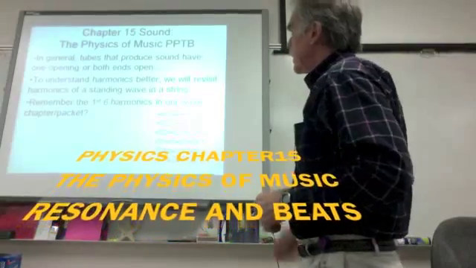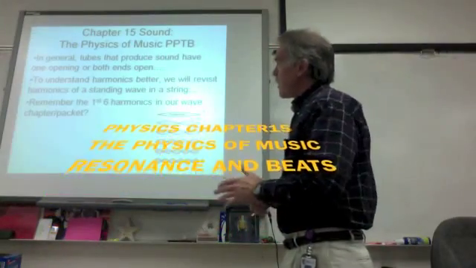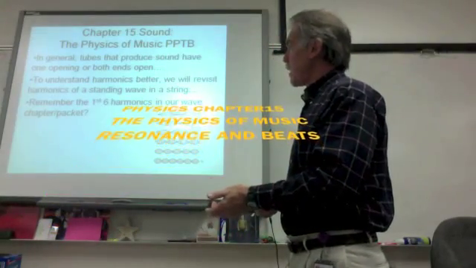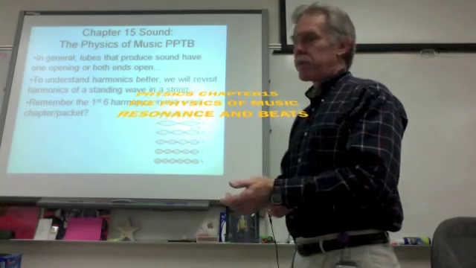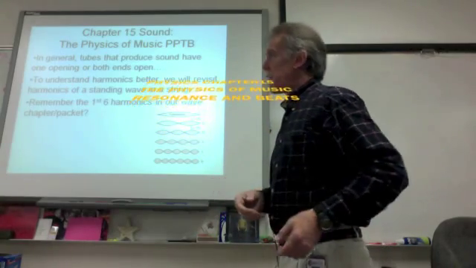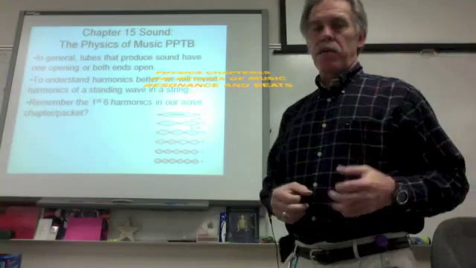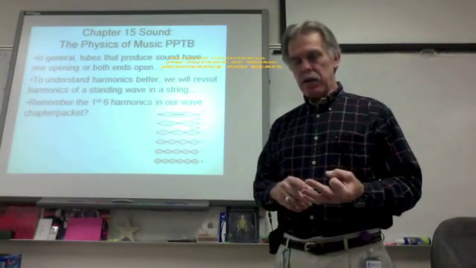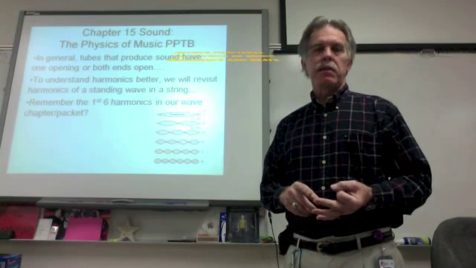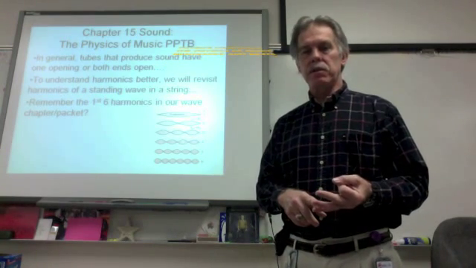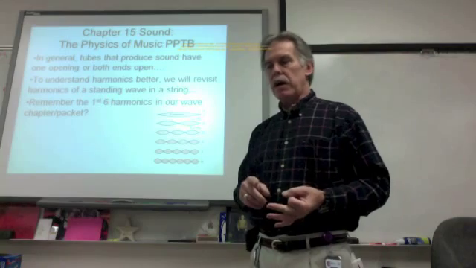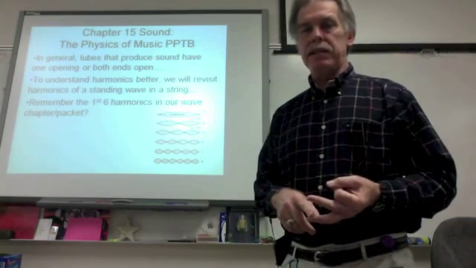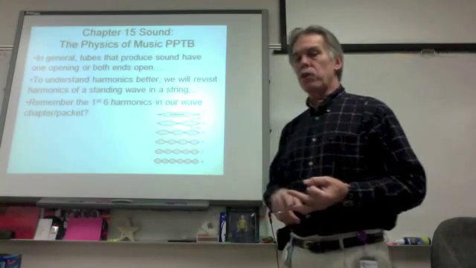So this is the second video for chapter 15 on sound, and we're going to talk about the physics of music today. In general, there are three different devices that we're going to deal with and look at harmonics and resonance. One would be an open tube, open on both ends. Second would be a tube that's closed on one end, and the third would be strings.